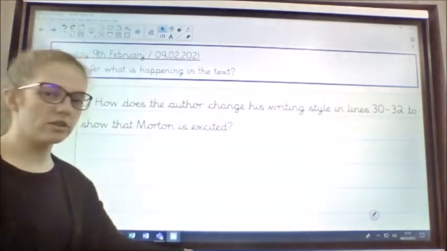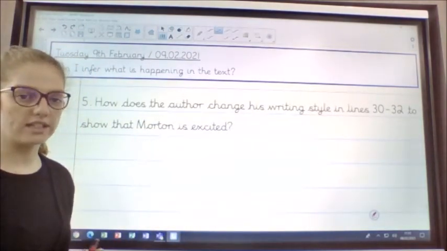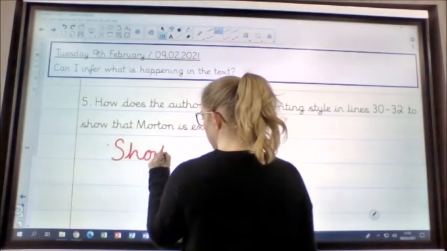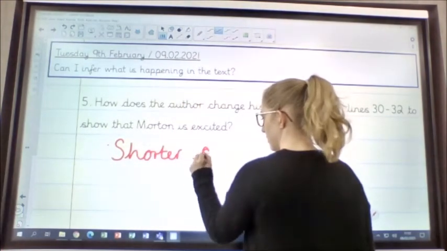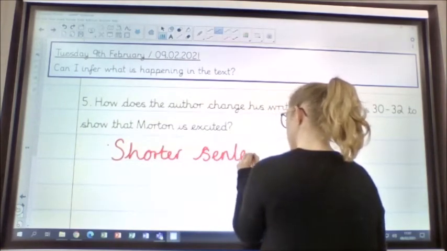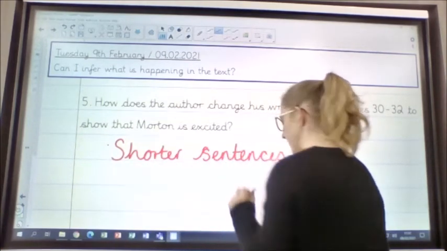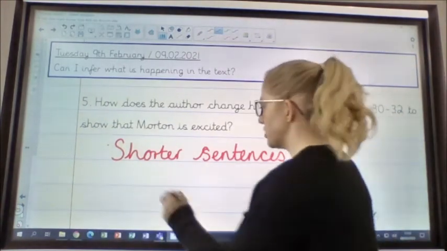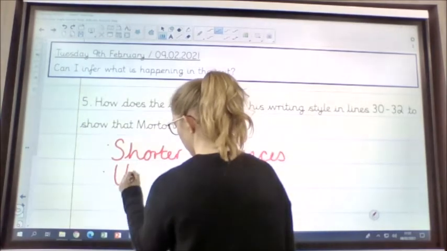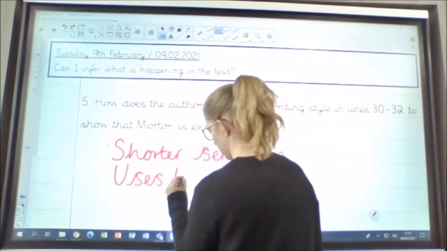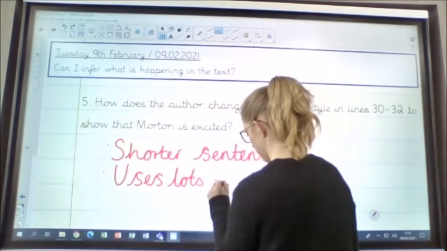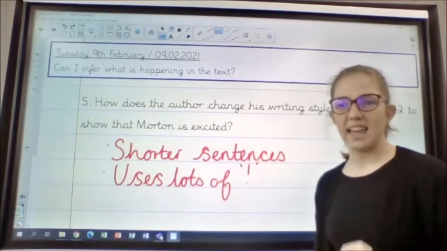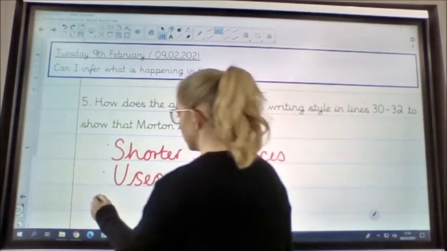So it's a very short email, lots of exclamation marks, and it doesn't make sense. So what is it about the writing style that shows that he is excited? So I would say that there are shorter sentences. I would also say that he uses a lot of exclamation marks. Okay, and I would also say the sentences don't make sense.